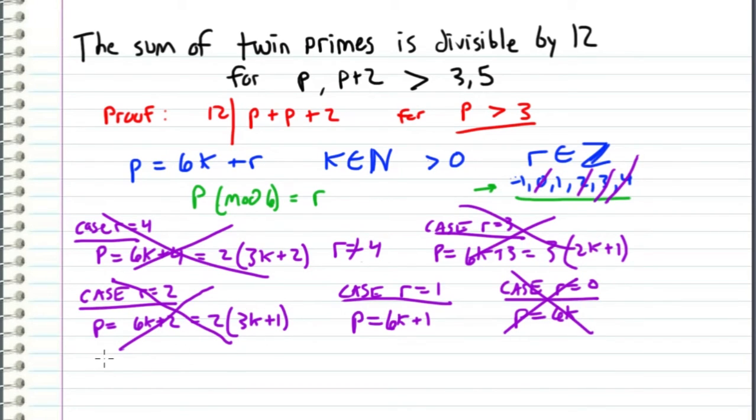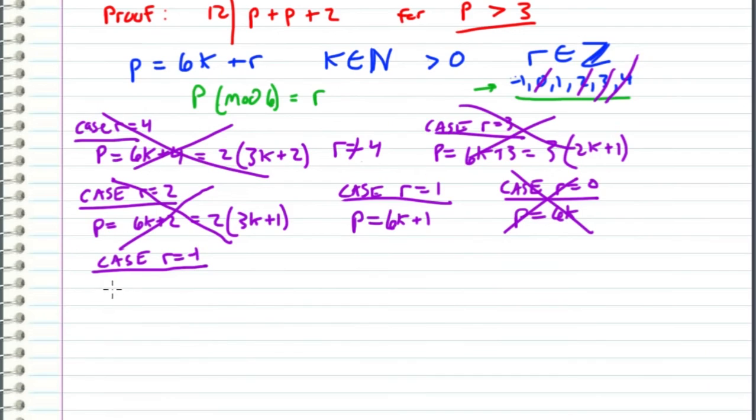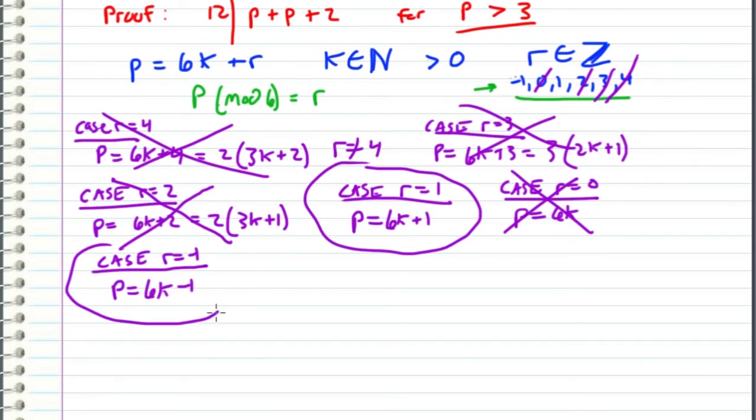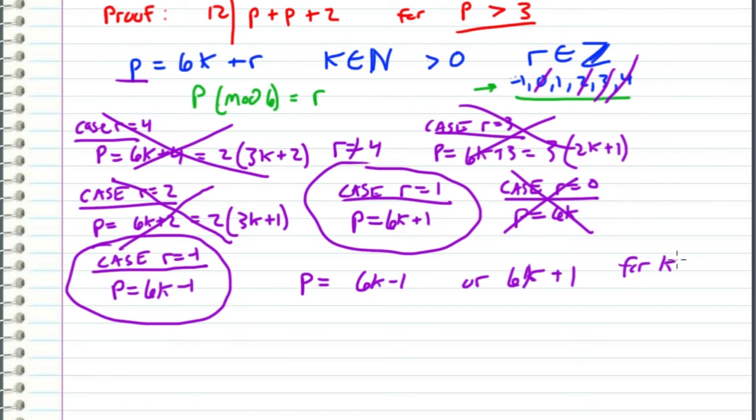And now let's check our last case, whenever r is equal to -1. So we can express p as 6k minus 1 for k greater than or equal to 1. And just like this case, we see that there's no immediate contradiction. So we can say that the only possible forms that p can take on are the forms 6k minus 1 or 6k plus 1 for k greater than 0. So these represent the forms that the twin primes can take on.